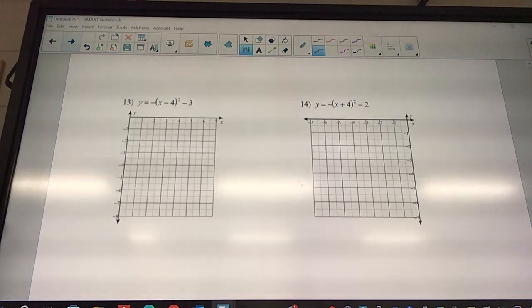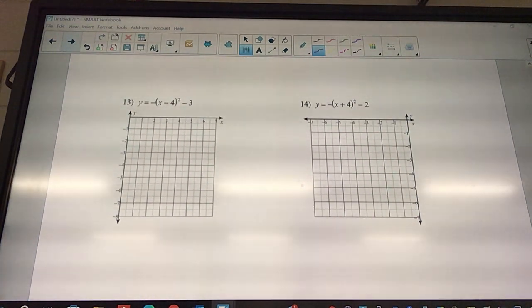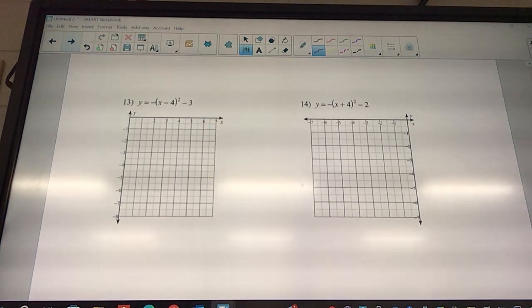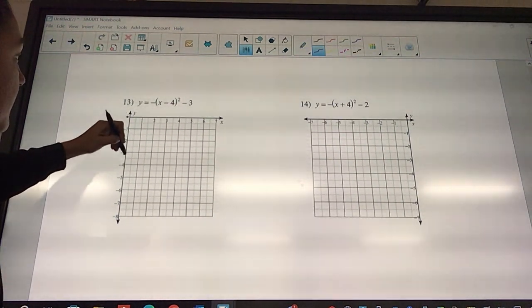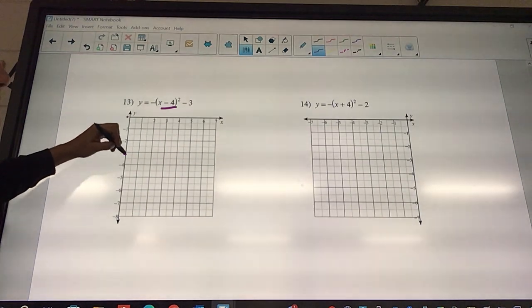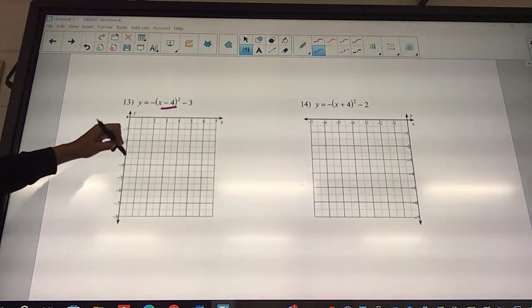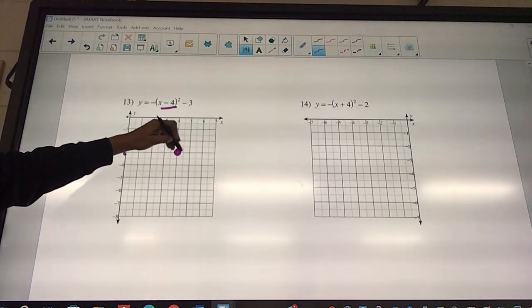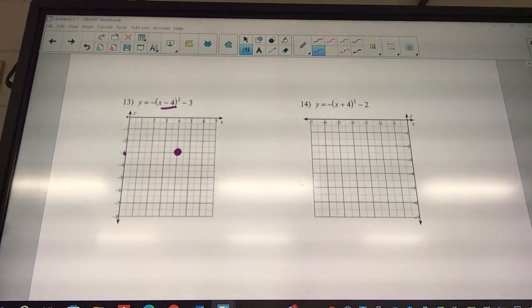Okay, 13. We're going to start at 0, 0. What does that minus 3 do? Down 3. So we're going to go down 3. What does a minus 4 on the inside do? Right 4. Okay, can I even go left 4? No.